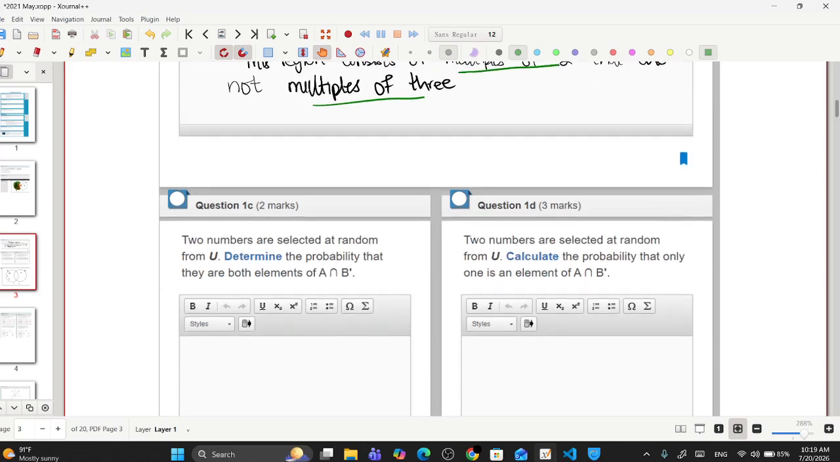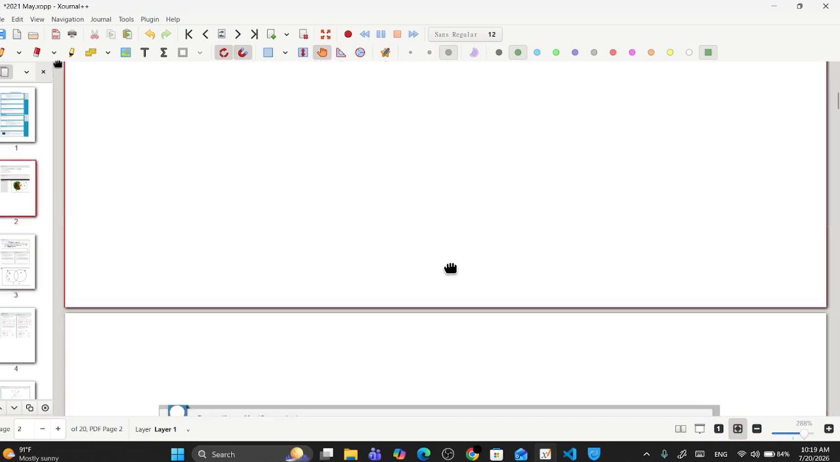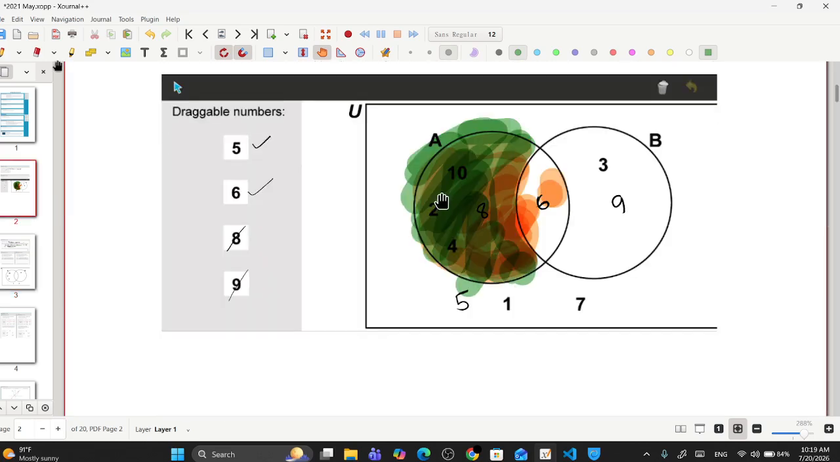Whenever you see sets and Venn diagrams, always expect the question of either identification of a region or probability next to it. That's almost inevitable because these concepts are somewhat interlinked. Two numbers are selected at random from U. Determine the probability that they are both elements of A intersection B complementary. A intersection B complementary consists of how many numbers in total? 1, 2, 3, 4: 2, 4, 8, 10.